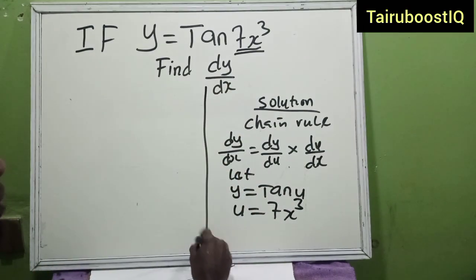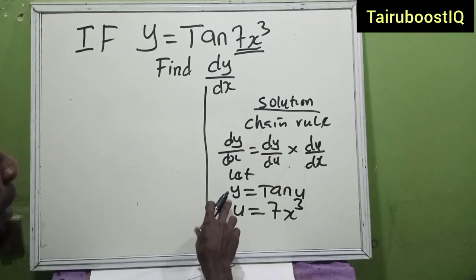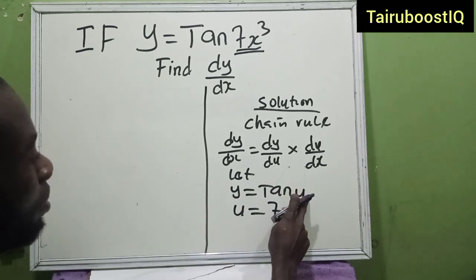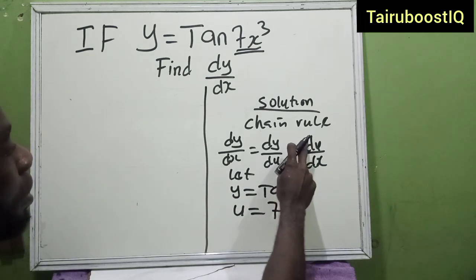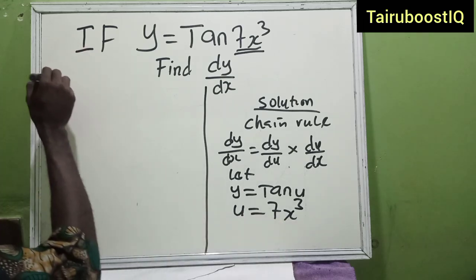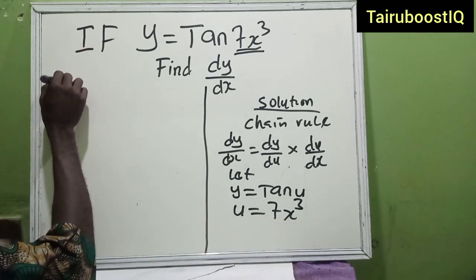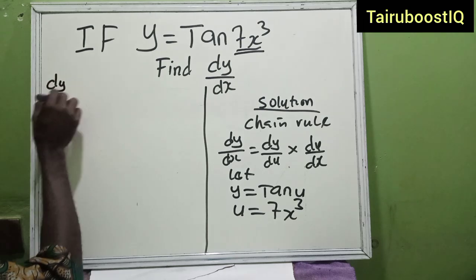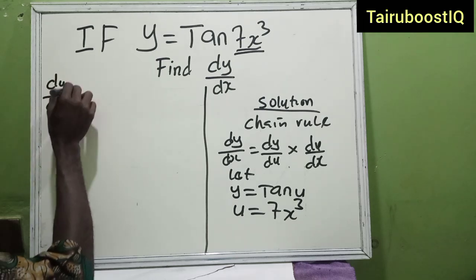Now at this point we need the dy du, and this is called the dy du. And at this point we need du dx. This one is called du dx. Now what we are going to do next is, what is the derivative of dy over du?